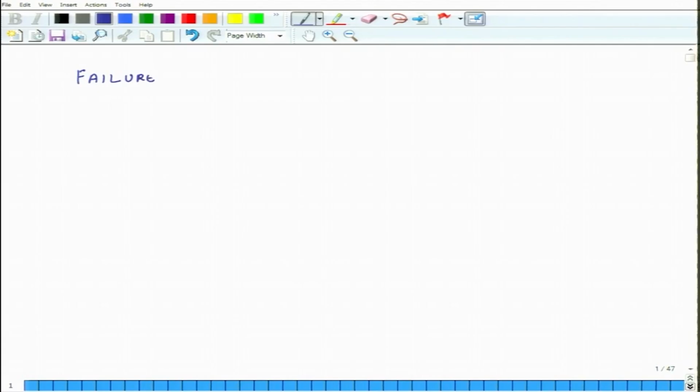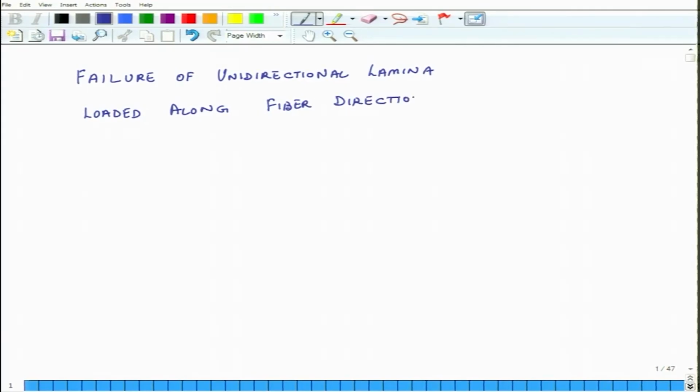failure of unidirectional lamina loaded along fiber direction. So, what does that mean?